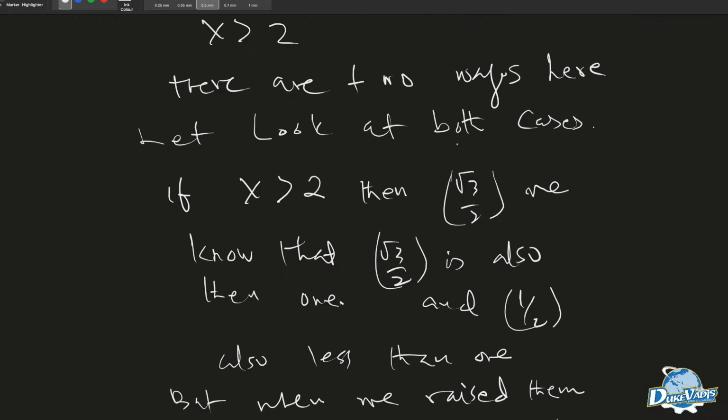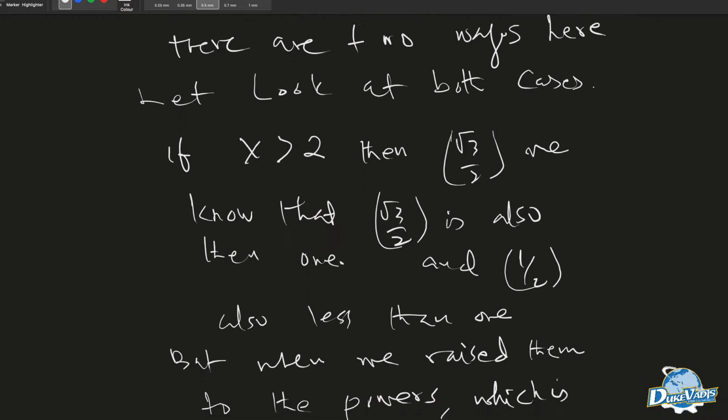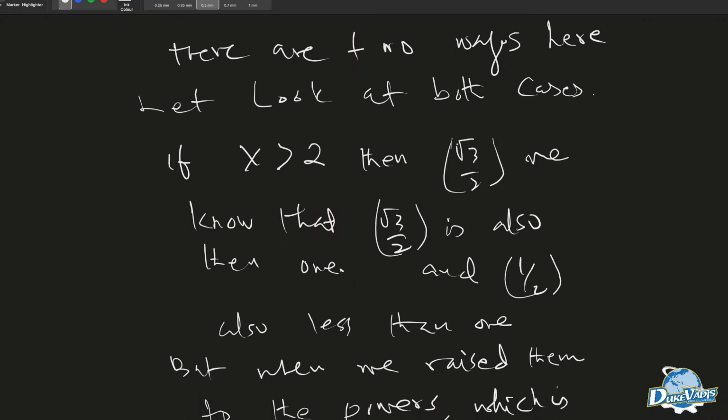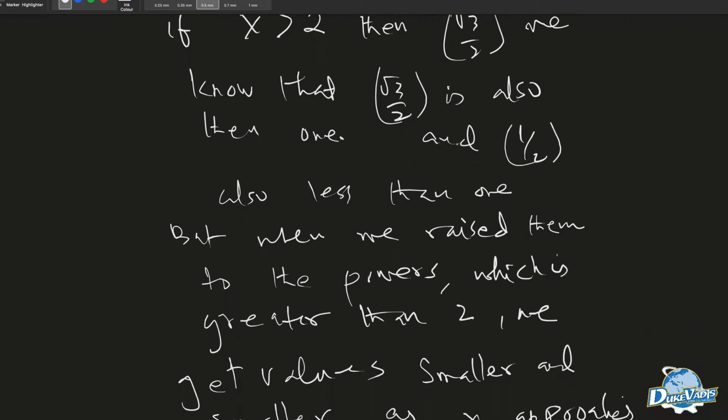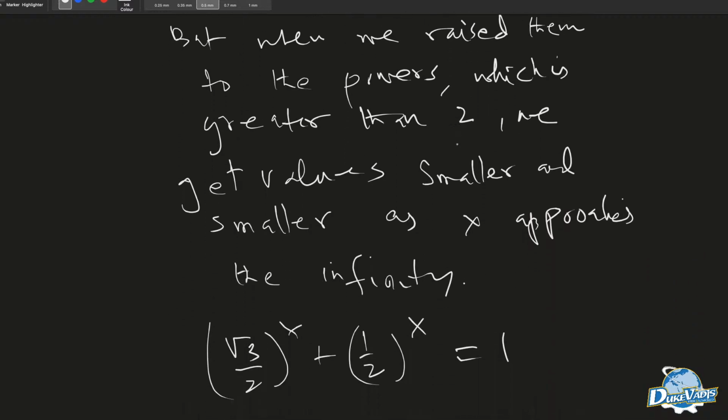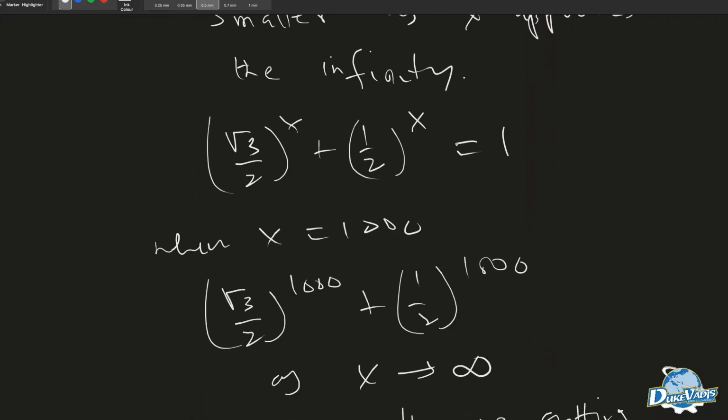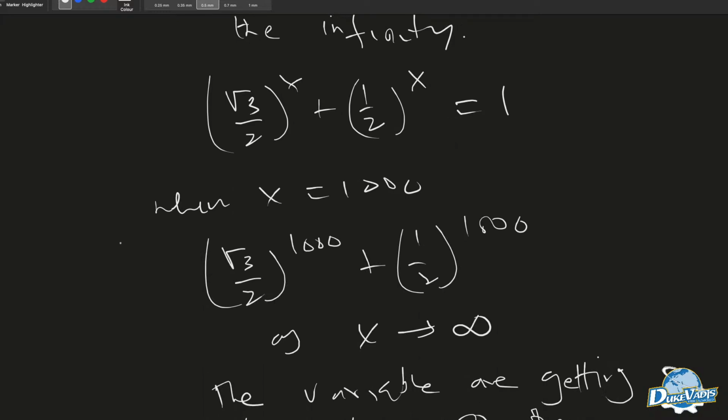So there are 2 ways here. Let's look at both sides. When x is greater than 2, we know that root 3 over 2 is less than 1. Consequently, a half is also less than 1. But when we raise the powers to 2, we get values smaller and smaller. You see that as x approaches infinity, the values shrink. That's why I set a scenario here.